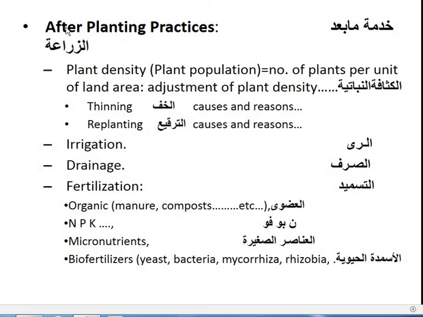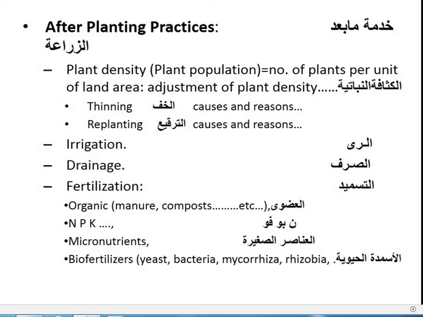After seed sowing or planting, we do some operations or practices. First, we have to know the plant density, which is the number of plants per unit: per square meter, per feddan, or per unit area. So this is the plant density.